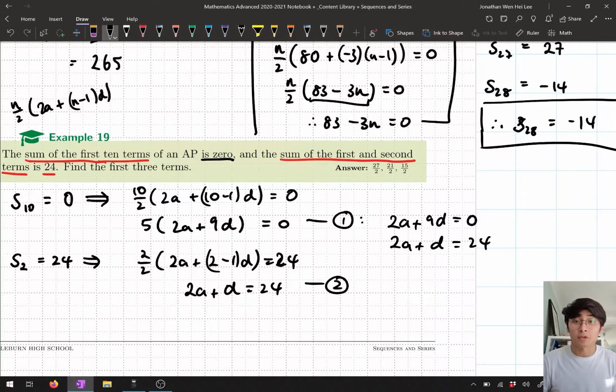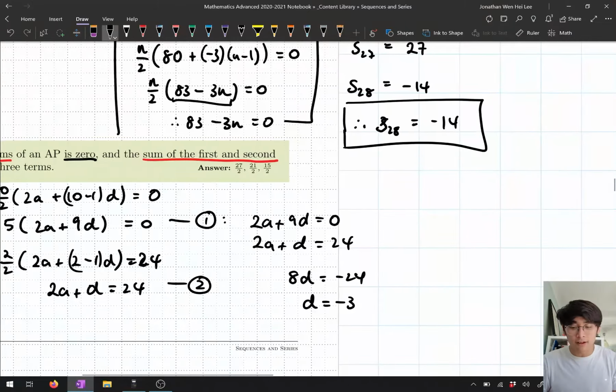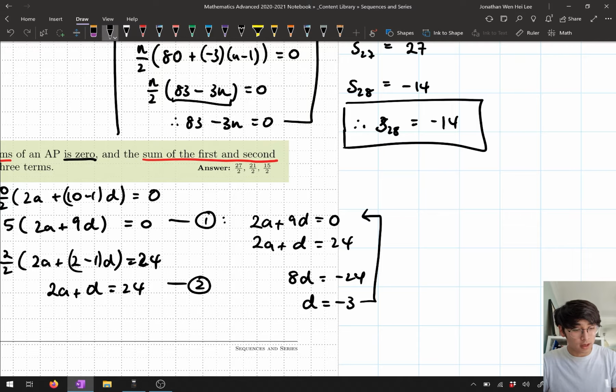What I can do is subtract the two equations. And so here I'm left with 8d equal to negative 24. So d is minus three. And if I sub d back into one of these equations, let's say I sub it into the first one, 2a minus 27 is equal to 0. So therefore, 2a is equal to 27. a is equal to 27 over 2.